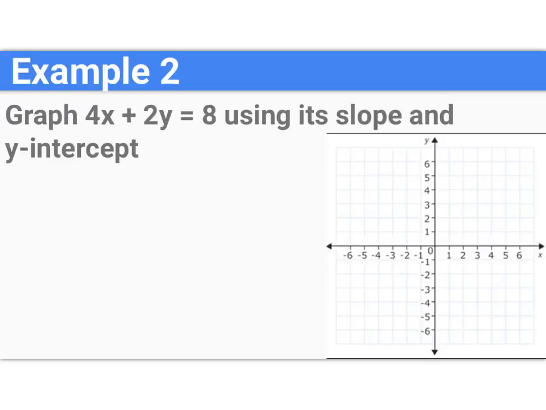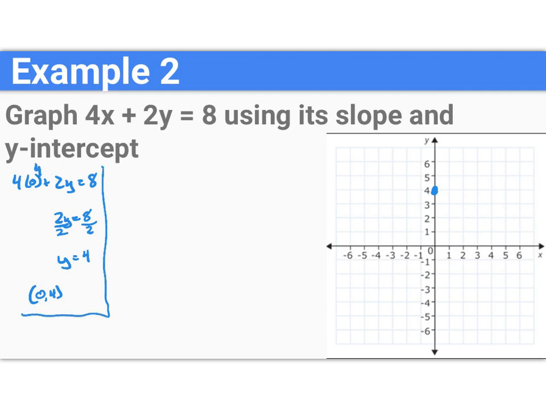Okay, example 2. Graph 4x plus 2y equals 8 using its slope and y-intercept. So there's two ways to solve this problem, and I'm going to show you both ways. So the first way, in red, is to find the intercepts. 4 times 0 is 0, so you just have 2y equals 8, divide by 2, and then y will equal 4. So your first point is 0, 4. So this is finding the y-intercept. Let's find the x-intercept.